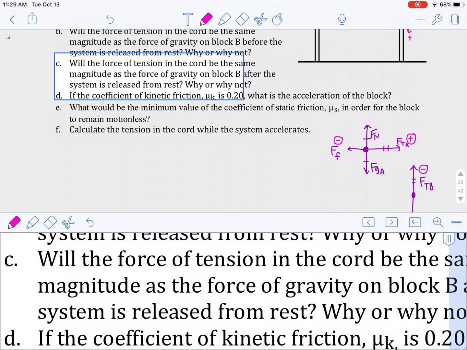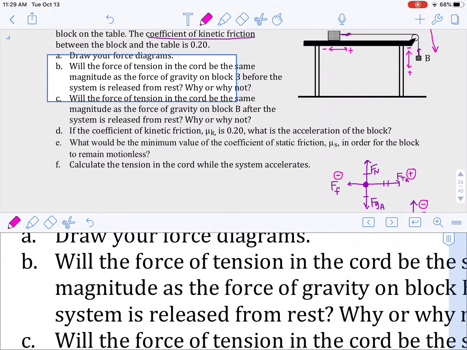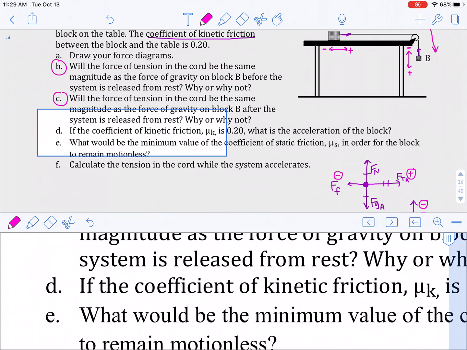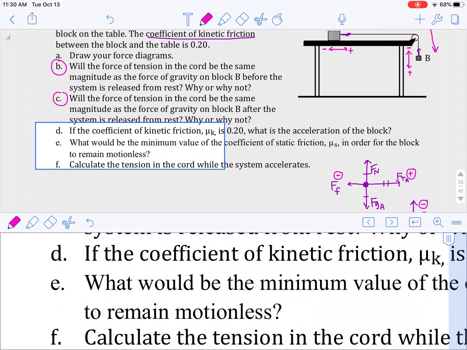Okay, so then we've got a bunch of questions. I will have you answer B and you answer C in your groups tomorrow when we get to class. But we are going to calculate some of these things for when the block actually starts to move. So for D, E, and F, we're looking first for the acceleration of the block. Then we're going to look for the coefficient of friction to make the block remain motionless. And then we are going to calculate the force of tension.